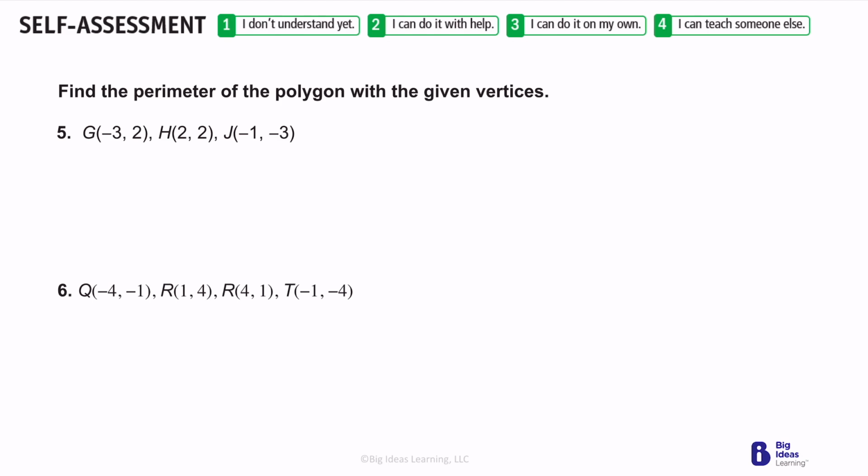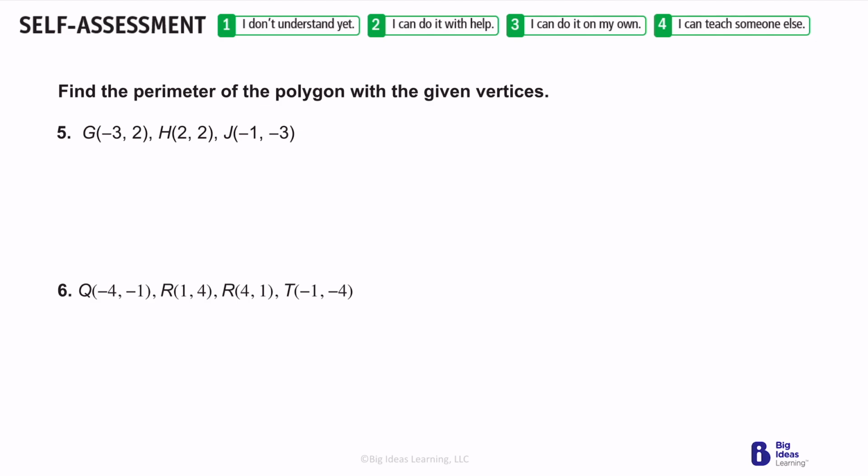All right, try the same thing here. Find the perimeter for each polygon. Go ahead and pause it, and then come back to your answer. All right, so the first one here, G, H, and J. I'm not going to actually graph it. I don't really see a need to. You can if you want to.